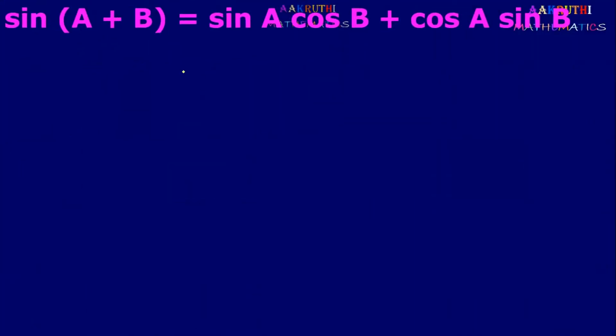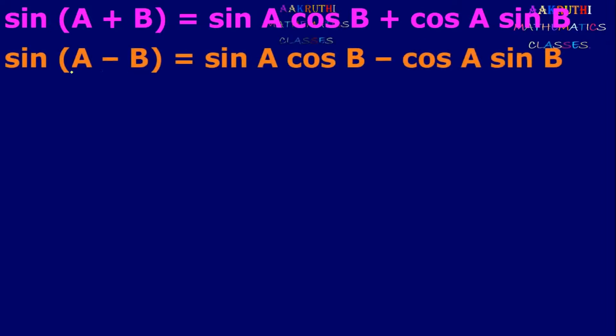Next we study some important formulas. Sine of A plus B is sin A cos B plus cos A sin B. When it is sine, you have to take alternate sin and cos. Similarly, sin A minus B is sin A cos B minus cos A sin B. For sin A plus B it is plus, and for sin A minus B it is minus. So for sine, we have to take alternate sin and cos.